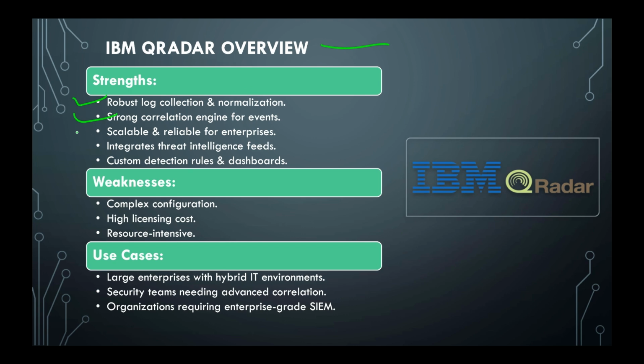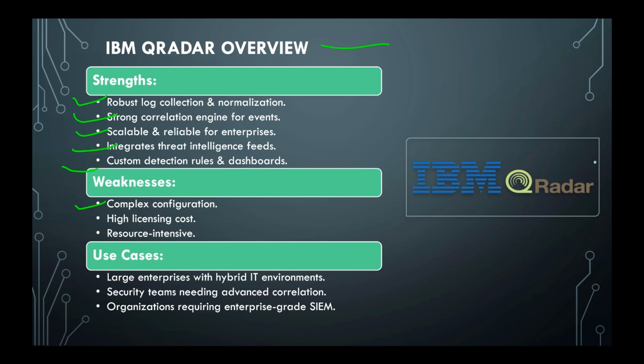Then it is scalable and reliable for enterprise. QRadar can scale to large enterprises with complex security environments, and it provides high availability for mission-critical operations. Then integrated threat intelligence. QRadar integrates with threat intelligence feeds and provides useful dashboards and reports for monitoring potential threats in real time. Then customizable detection rules. Like Splunk, QRadar allows you to create custom rules and detection queries tailored to your environment's specific needs. And what are the weaknesses?